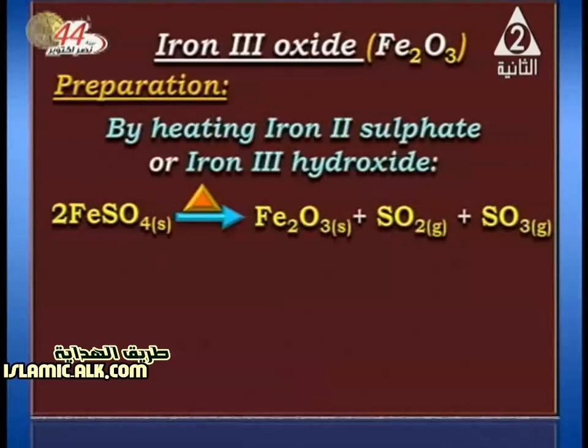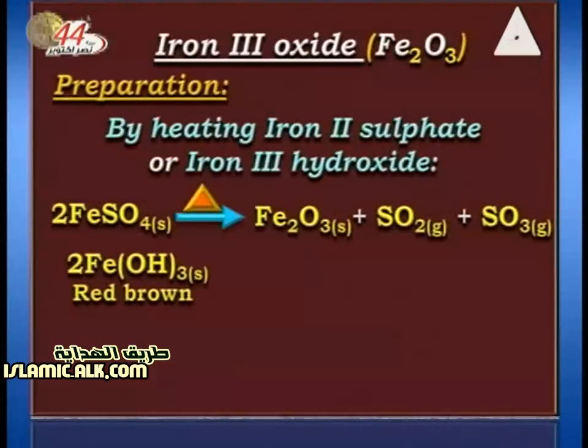Heating iron 2 sulfate gives iron 3 oxide and does not give iron 2 oxide. The reason for that is the produced sulfur trioxide gas is an oxidizing agent, so it prevents the formation of iron 2 oxide. It is oxidized into iron 3 oxide.